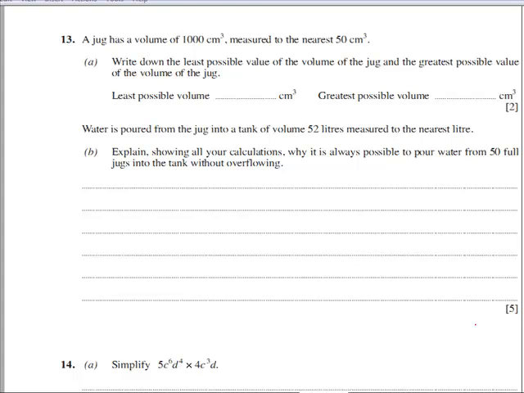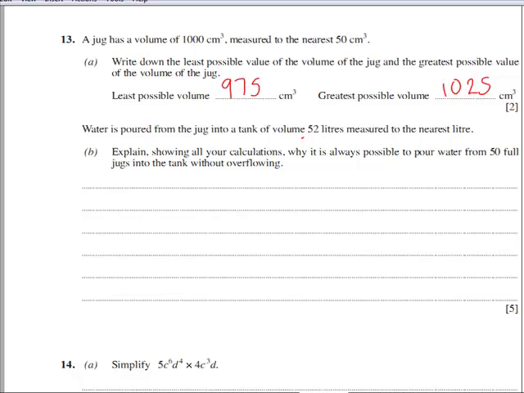In part 13, we're given that a jug has a volume of 1,000 centimetres cubed, to the nearest 50 centimetres cubed. In part A, we have to write down the least and greatest possible volume of the jug. Well, the least possible volume can only be 975 centimetres cubed, and the greatest must be 1,025 centimetres cubed. That gives us the range of 50 centimetres cubed difference there.